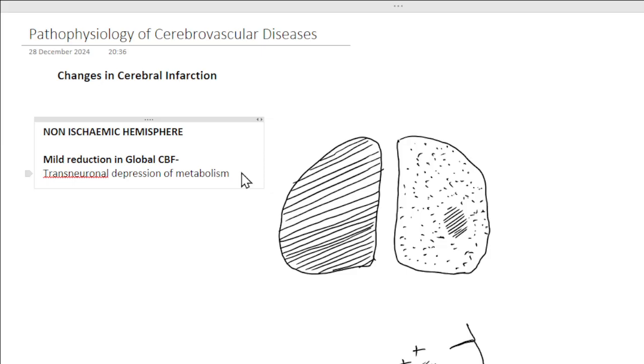So in the normal brain, what is happening? Cerebral blood flow to any specific part will vary. Why? Because it depends upon the metabolic requirements.